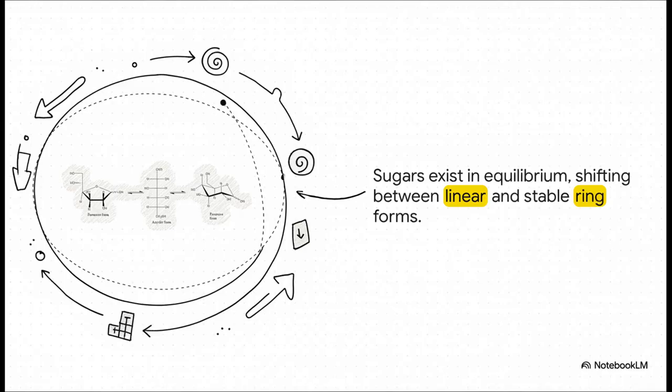This is the key right here. It's a dynamic equilibrium. The sugar molecule isn't just sitting there. It's constantly flipping back and forth from that unstable open chain form to a much, much more stable closed ring. It's like this constant chemical dance between the two shapes.